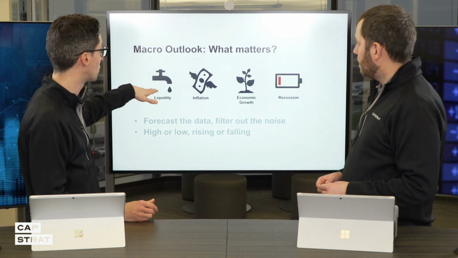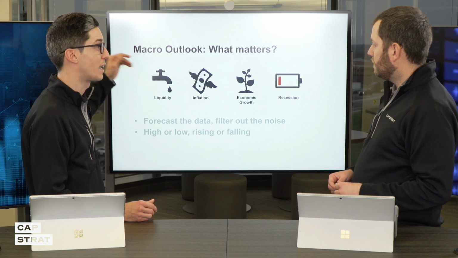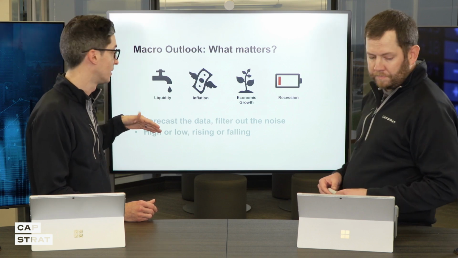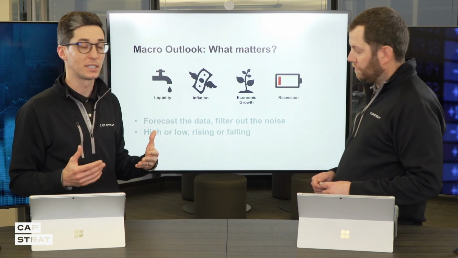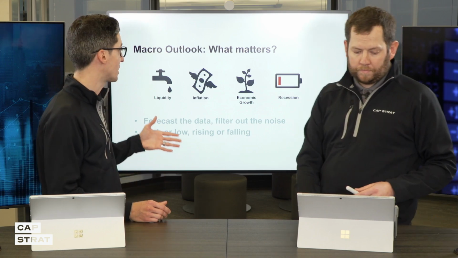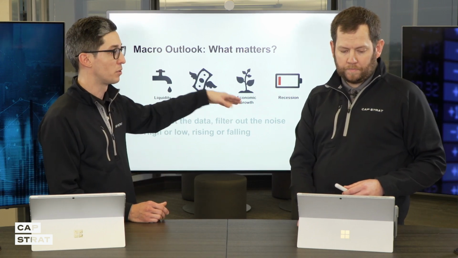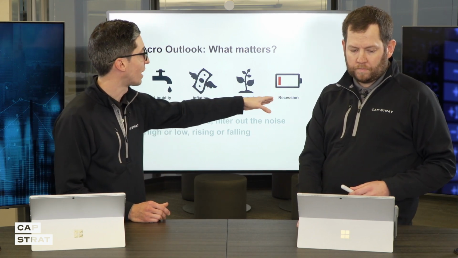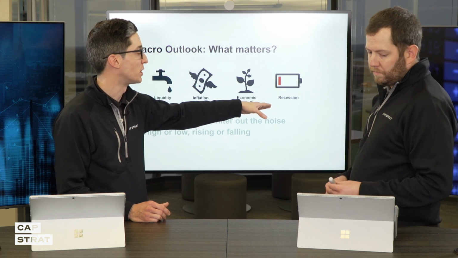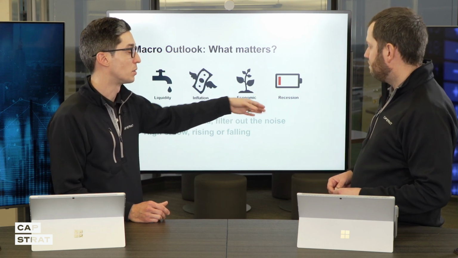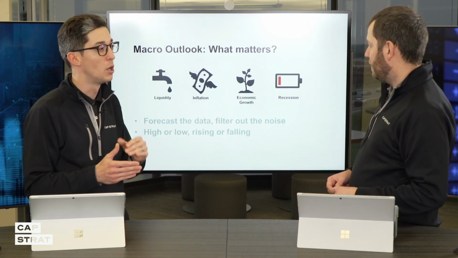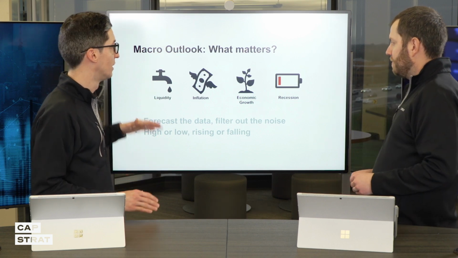So specifically liquidity, growth rate of the money supply, is it high, low, rising, or falling? Inflation, that's the price level, think core PCE or core CPI. Economic growth, real growth in the economy. And finally, recession, more of an on-off switch. Are we in a recession? Or rather, are we entering a recession? Yep. Or are we exiting a recession?